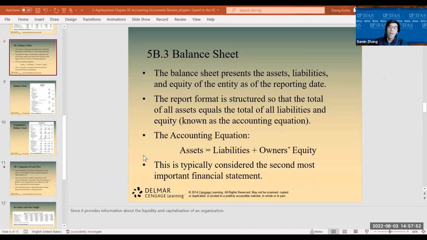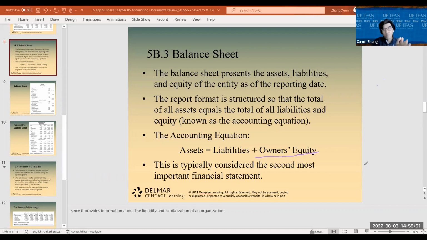It has two parts. One part is what we call the assets. All the assets should equal the total of all liabilities plus the equity. This is what we call the accounting equation. So the assets equal the liability plus the owner's equity. The owner's equity is on the liability side, right?